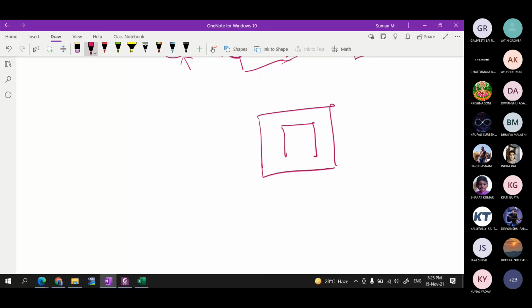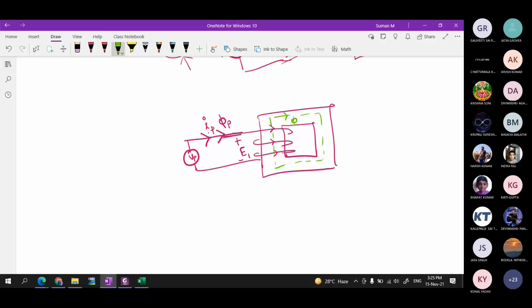Now you have some EMF induced, and that polarity is like this. We are now interested only in the source voltage and this current. Let us call this current IP. This is going to induce some flux, flux IP. This current flows through this, and as we discussed before, you get a flux like this over the complete magnetic core. This current is alternating, and so this flux is also alternating in nature.